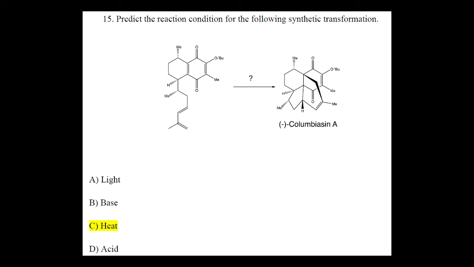Simple questions are there. So you just have to see the molecule and what they have asked. You have to predict the reaction conditions: we can perform this reaction in the presence of light, base, heat, or acid. Whenever you have light or heat, please do think of pericyclic reactions. Take those reactions into consideration and just try to eliminate the options.